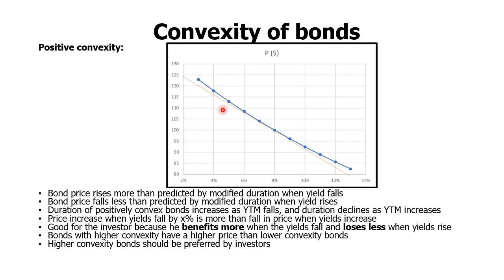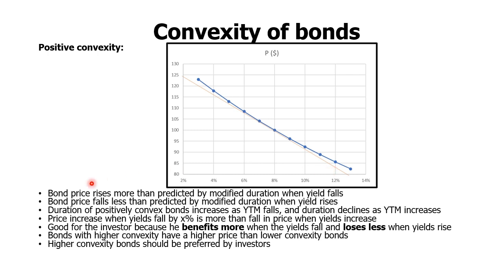For example, if the yield falls from 6% to 4%, the price actually increases up to this point, whereas the increase predicted by modified duration is less, up to this point. The price rise is underestimated by modified duration. On the other hand, when the yield rises from 10% to 12%, the modified duration overestimates the fall in bond price. In fact, the price falls by a lesser amount as compared to that predicted by modified duration alone.